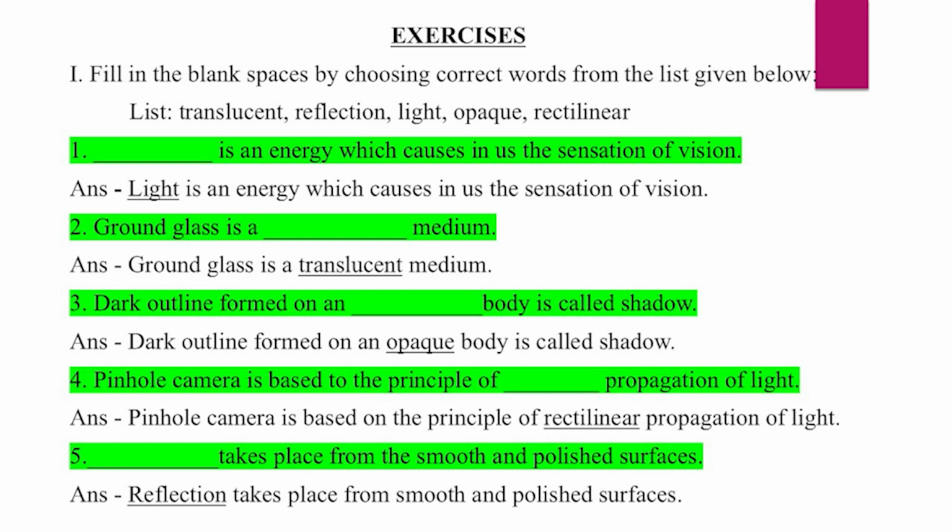2. Ground glass is a blank medium. Answer: ground glass is a translucent medium. 3. Dark outline formed on a blank body is called shadow. Answer: dark outline formed on an opaque body is called shadow. 4. Pinhole camera is based on the principle of blank propagation of light. Answer: rectilinear propagation of light. 5. Blank takes place from the smooth and polished surfaces. Answer: reflection takes place from smooth and polished surfaces.